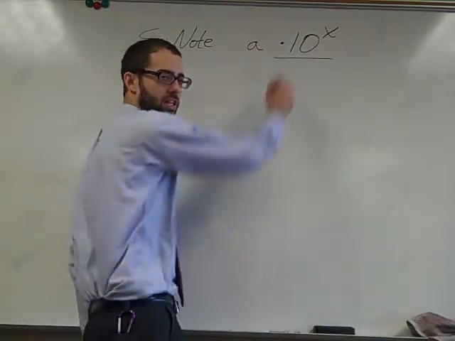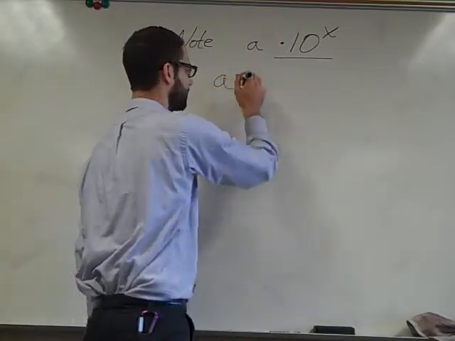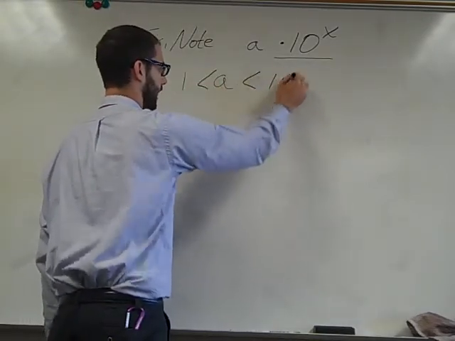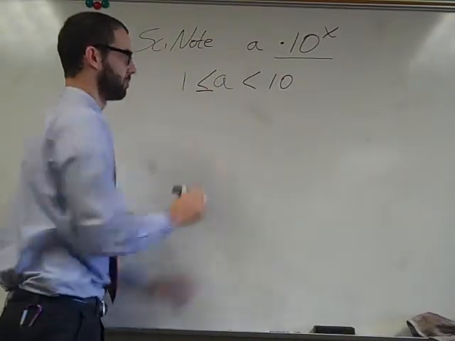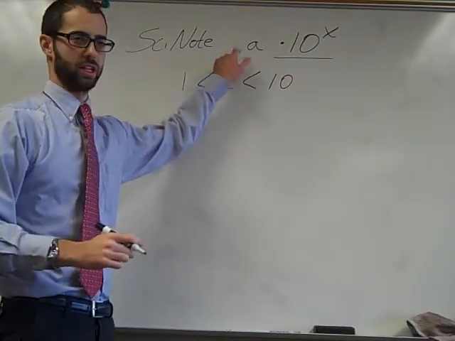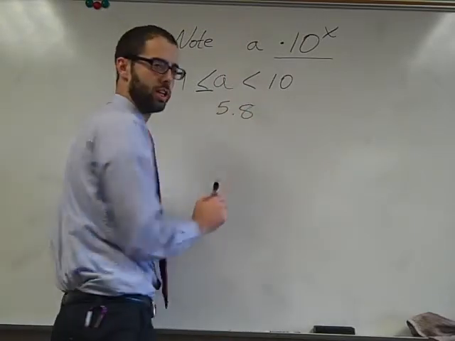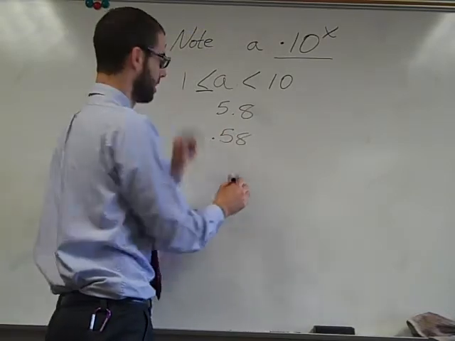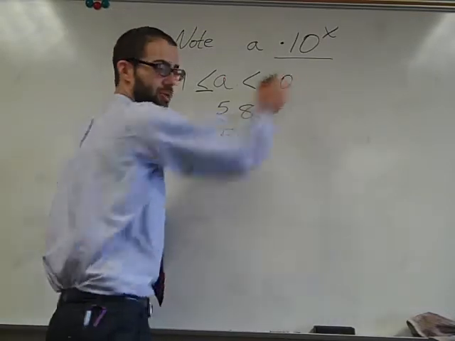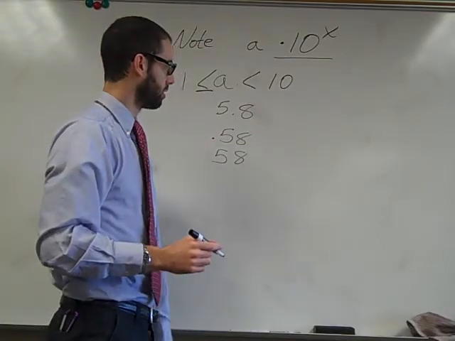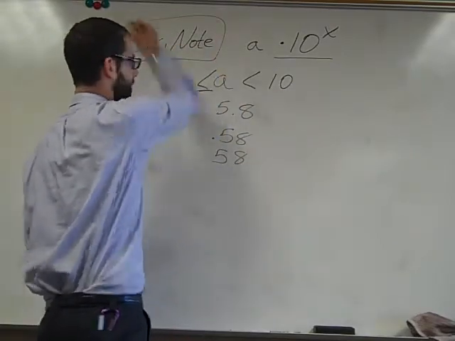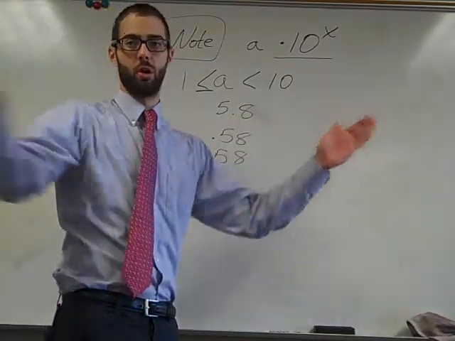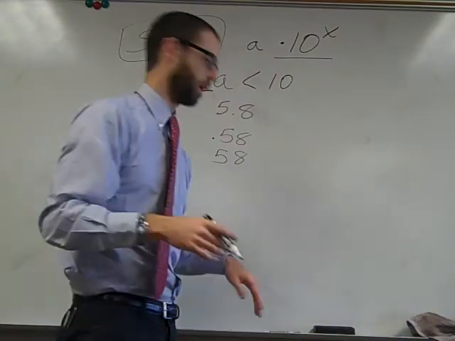Now that A value, that number in front, what does that have to be between? It needs to be between 1 and 10. Actually, it could be equal to 1, but it needs to be less than 10. So it could be something like 5.8, but it could not be something like 0.58, because that is less than 1. And it couldn't be 58, because that's greater than 10. So that's the basic scientific notation. We typically use this for very large numbers or very tiny numbers. Okay?